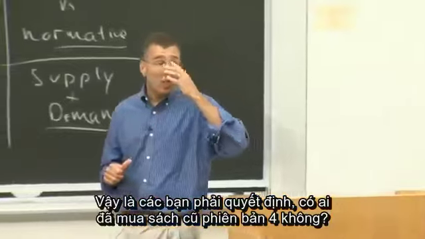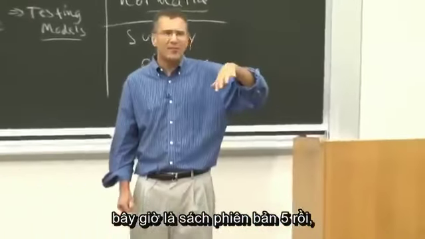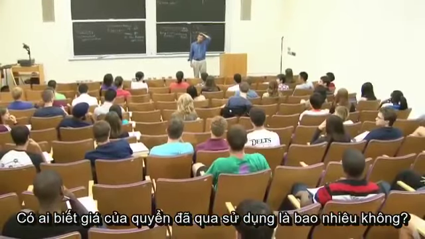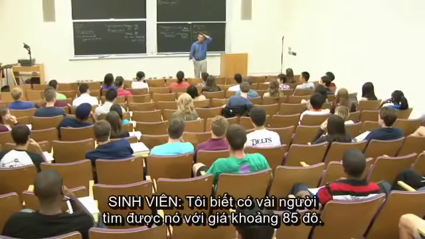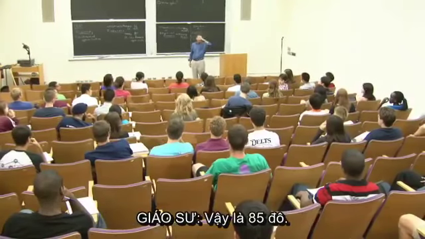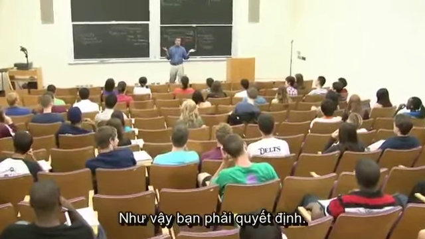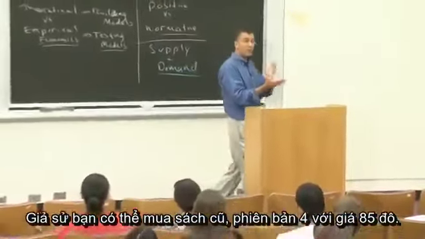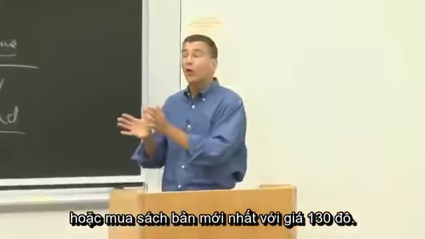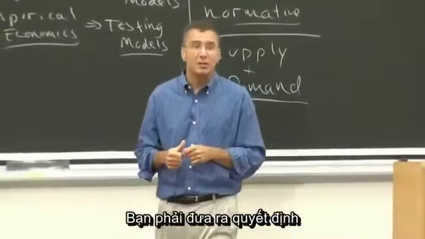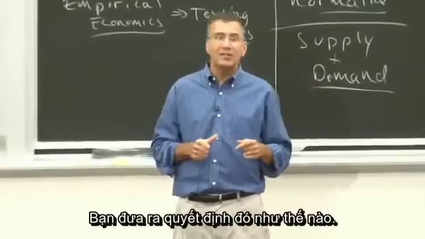Now, has anyone bought a used version of the fourth edition? Well, it's the fifth edition now. Has anyone bought a used version of the fourth edition? Does anyone know what the used price is? You can be honest. I don't care. I know some people sell it for like 85 or so. So 85. So you've got to decide. So let's say you can buy the previous edition, the fourth edition, for 85, or the current edition for 130. You've got to make that decision. How do you make that decision?